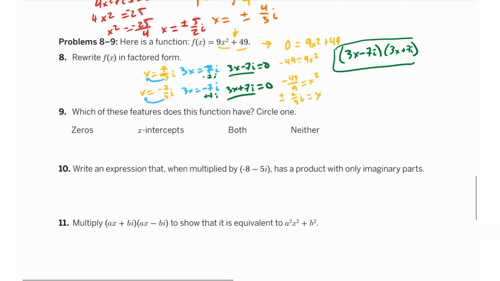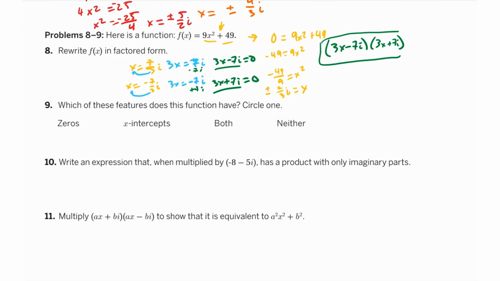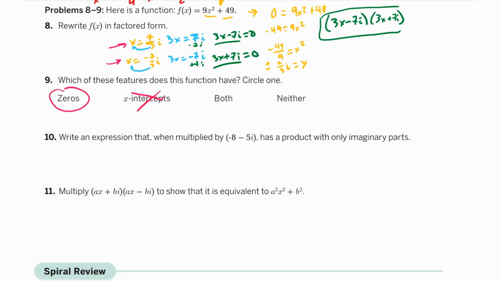All right, for number 9, which of these features does the function have? So in this one here, it does have zeros. Again, I already went through this, which is why I'm assuming I did it the wrong method. It does have zeros. We found 2 of them right here. It does not have x-intercepts because these zeros are i's. They have i's. And so they are imaginary solutions, which means that we don't actually cross the x-axis.